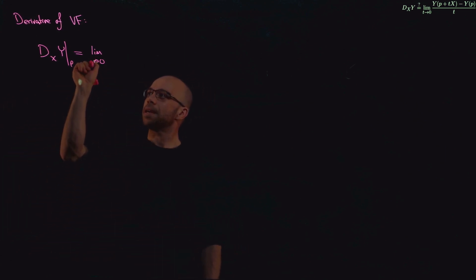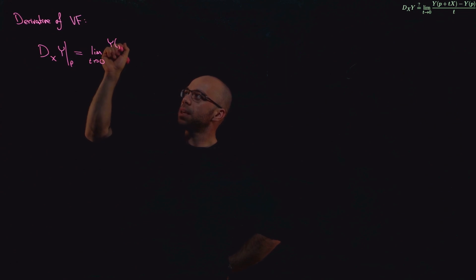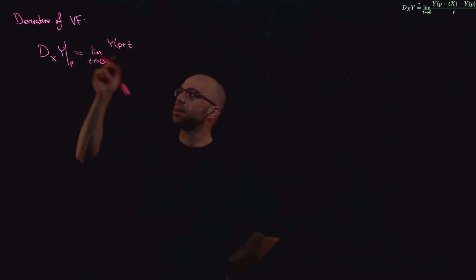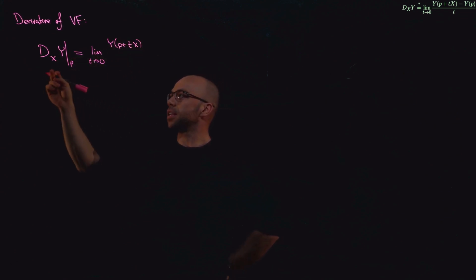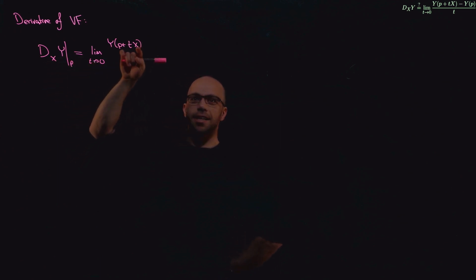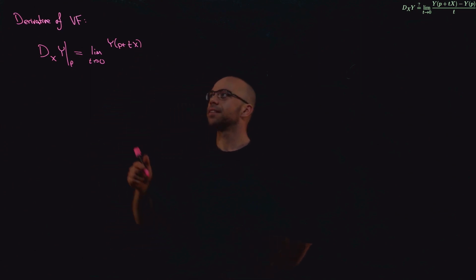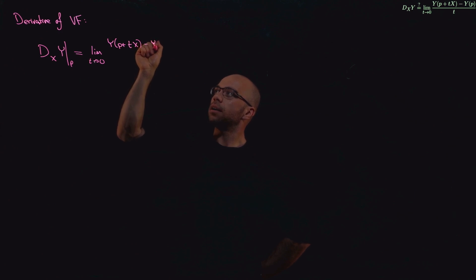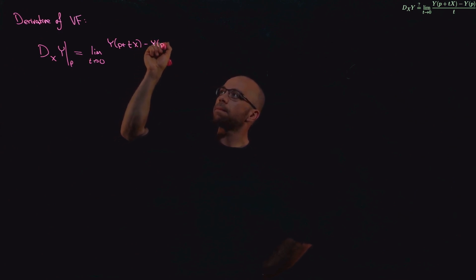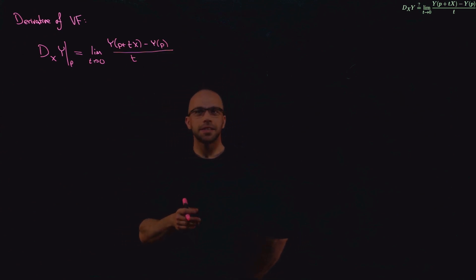So it would be the limit as t goes to 0 of the vector field Y evaluated at p plus t times X, because this is the derivative of Y in the X direction. By the way, this is X evaluated at p, but I'm not going to write it explicitly here, just for simplicity. Minus Y of p, divided by t. This is a completely sensible definition in Euclidean space.